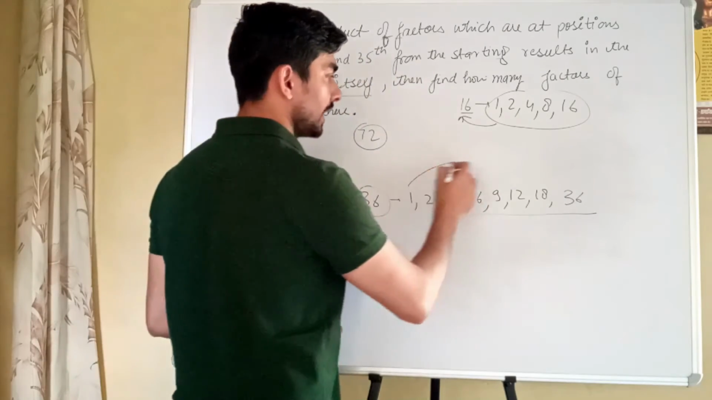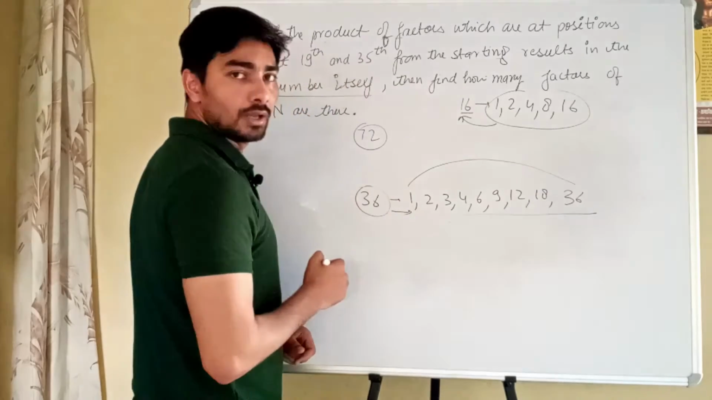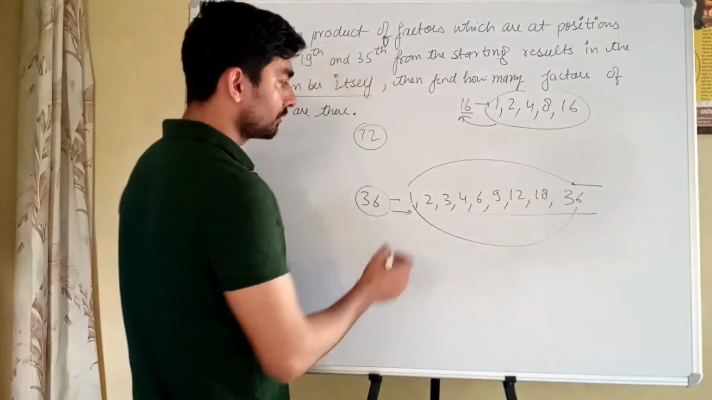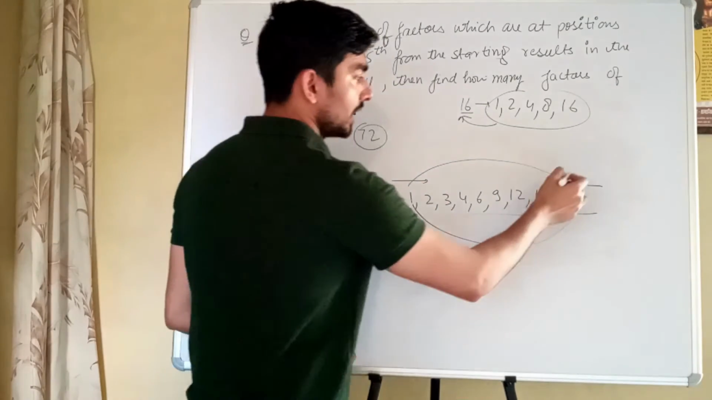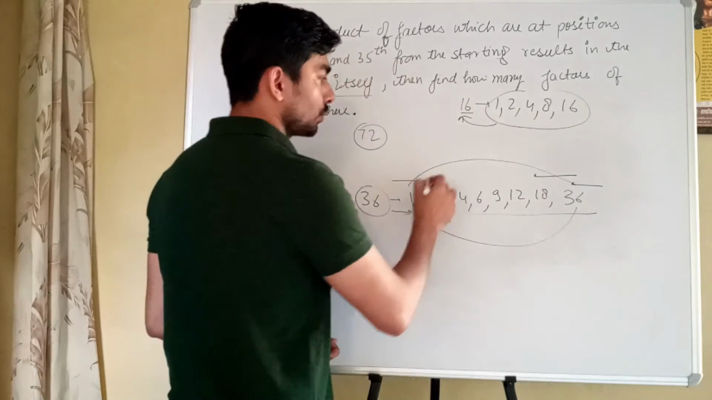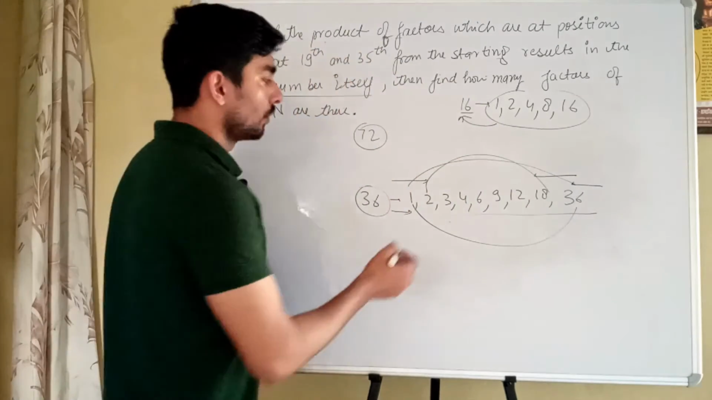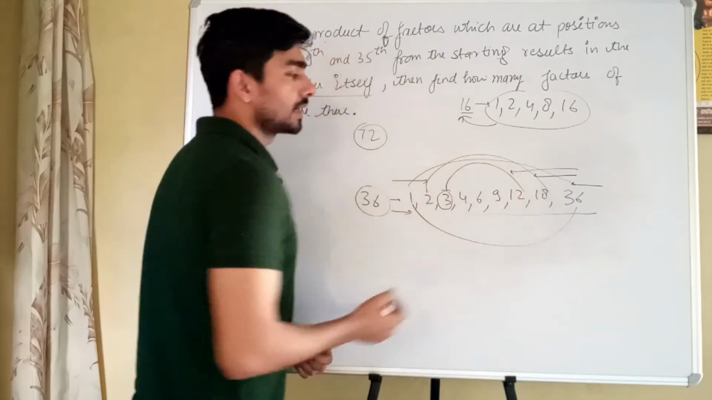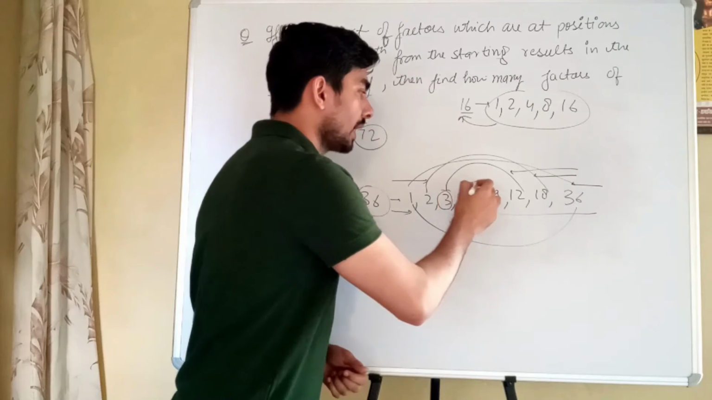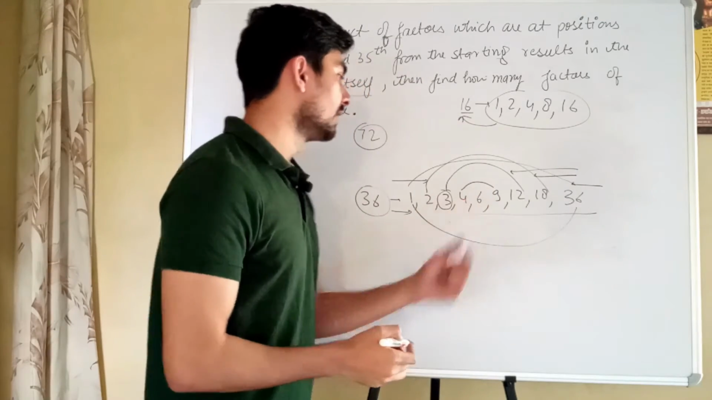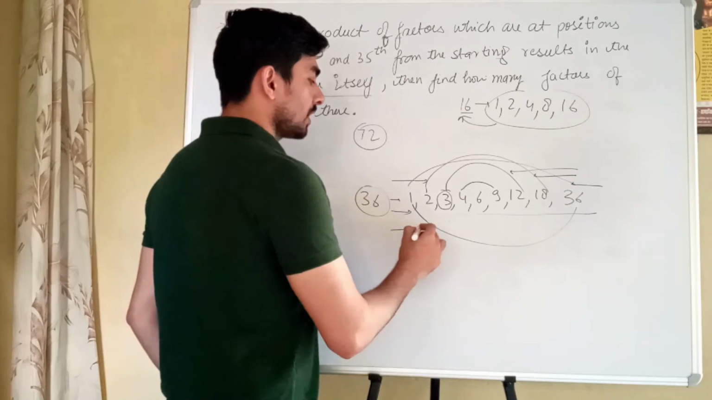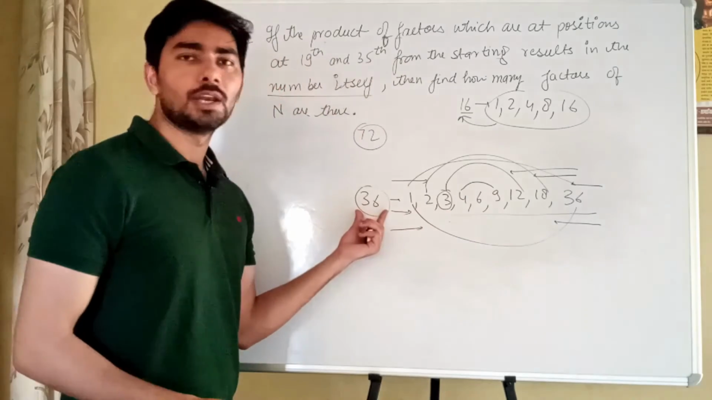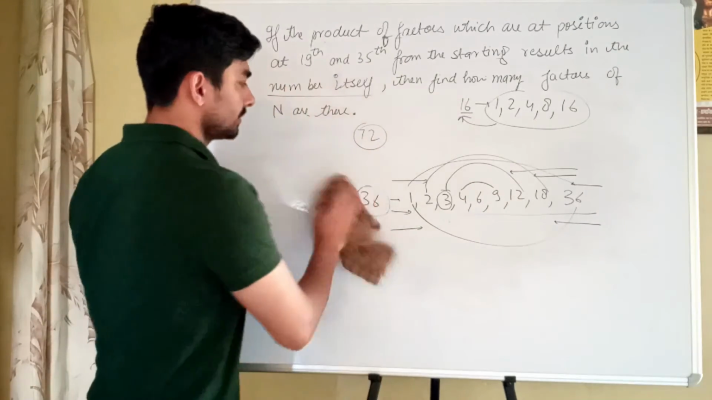If you multiply 1 and 36, the first factor from the left side and the first factor from the right side, we get the number itself. If you multiply the second number from the left side and the second number from the right side, 2 and 18, we get 36 itself. If you multiply 3 and the third number from the right side, we get 36 itself. If you multiply 4 and 9, we get 36 itself. That means the same position from the left side and from the right side, if we multiply both numbers, we get the number itself. Okay, we'll take another example.